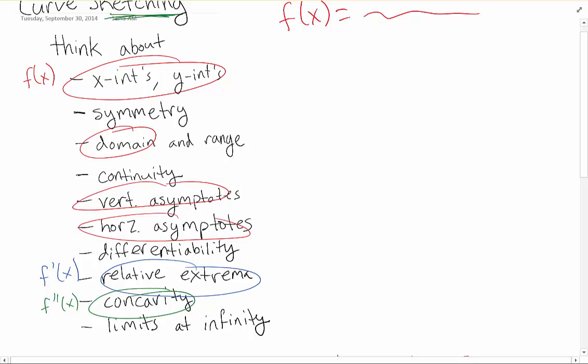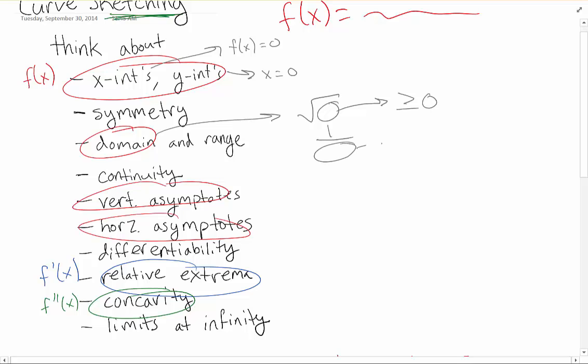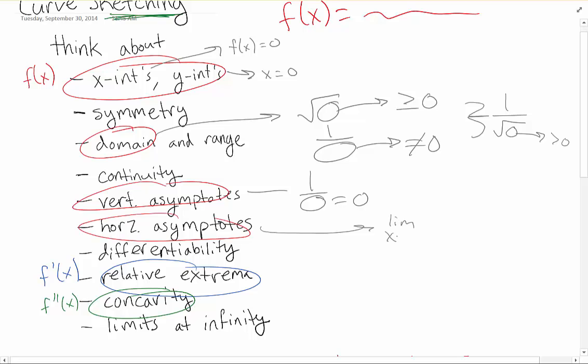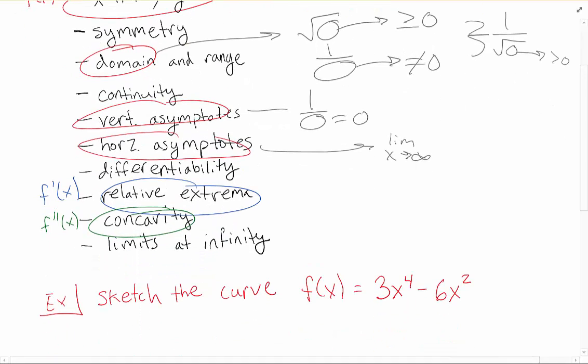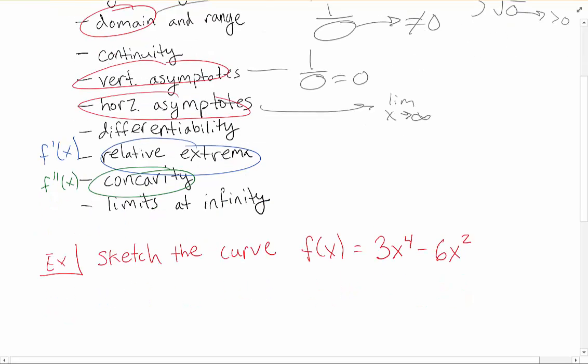Just a quick refresher: for x-intercepts, we set f of x equal to 0. Y-intercepts, you plug in x equals 0. Domain, you can't have the square root of a negative, so we would set something inside of a square root greater than or equal to 0. And the denominator is not allowed to equal 0. If you combine both of those, you just set that term greater than 0. Vertical asymptotes are when the denominator is equal to 0. Horizontal asymptotes, we learned, were when we take the limit as x approaches infinity. And then relative extrema and concavity we've been doing.